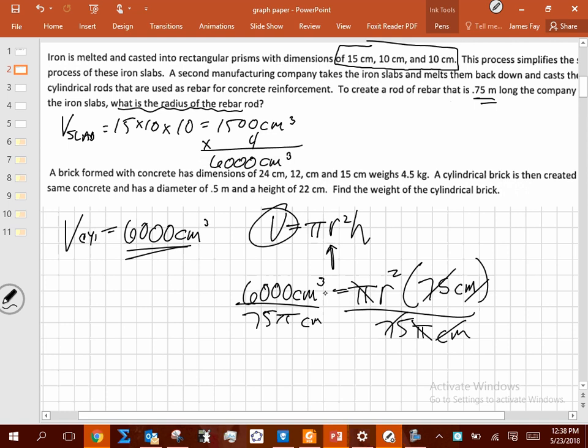Okay. So that would leave me with 6,000 divided by 75 pi. My units would be now centimeters squared, right? Which is nice, because now I have r squared on the right-hand side. I take the square root of that. If I take the square root of centimeters squared, what are you left with? Just a unit of centimeters, right?